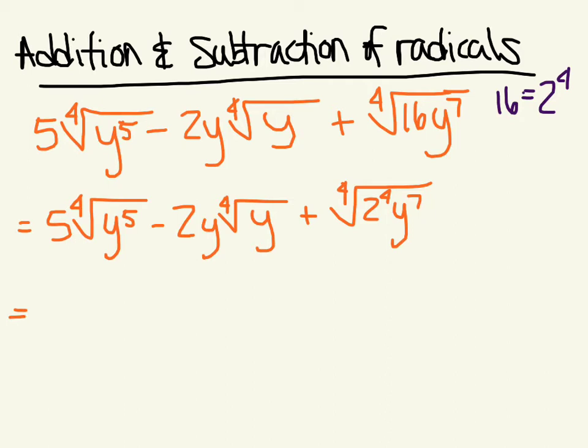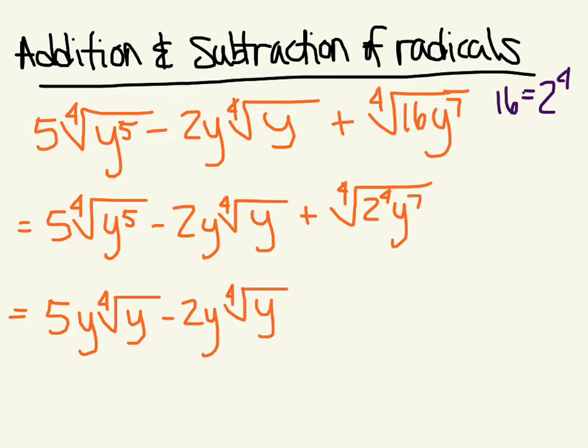And we see, okay, the coefficient of 5 is going to stay, but the 4th root of y to the 5, well, 4 goes into 5 one time, with 1 left over. So we get this. This next term is completely simplified because this y has a power of 1, which is less than the index of 4. So this one just stays as is. There's nothing more we can do.